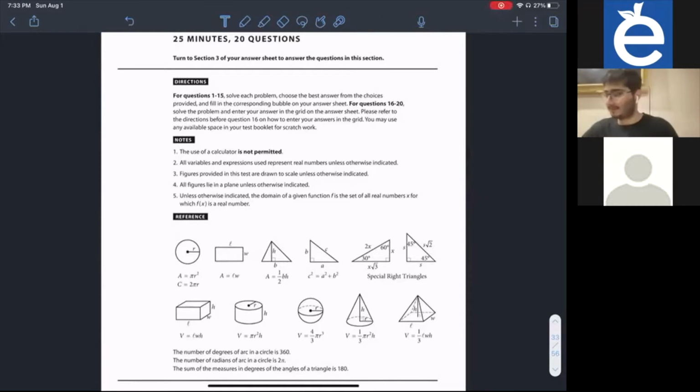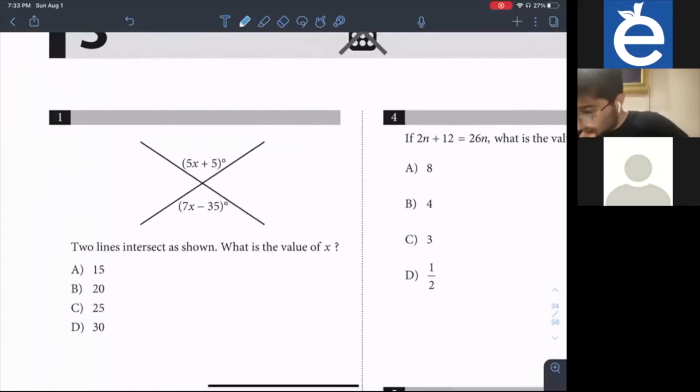And now let's begin. First question. Two lines intersect as shown. What is the value of x? So the lines here, in the diagram, they have vertical angles.